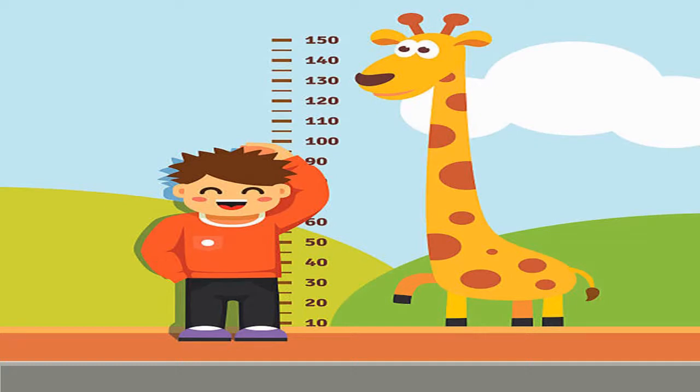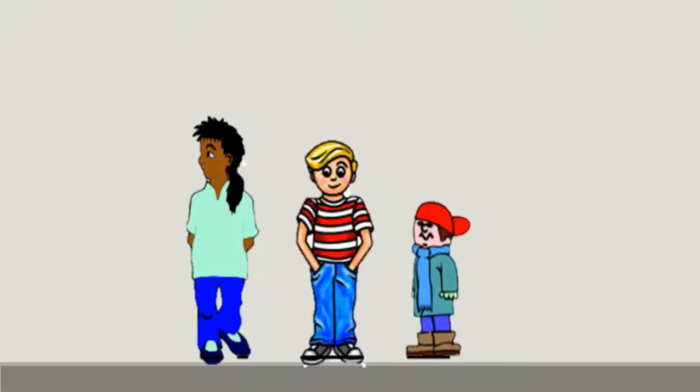Now children, we will learn comparative measurement with the help of different examples. When we talk about tall, taller, tallest, we are talking about height, which means the difference in height of objects or persons. Let's learn some examples.